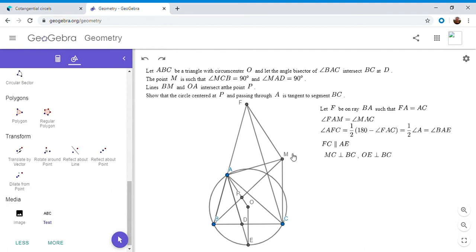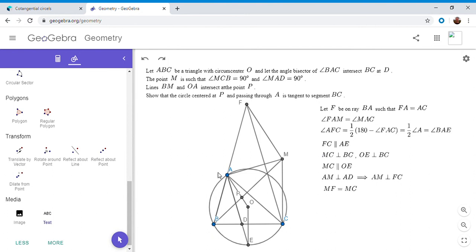So first of all, MC is perpendicular to BC and OE is perpendicular to BC. So that means MC has to be parallel to OE. And we showed that FC is parallel to AE. And by symmetry, FM has to equal MC because of this arrangement. Since AF is AC, it's clearly true since AM is an angle bisector. So since AM is perpendicular to AD, like I said before, AM has to be perpendicular to FC. So that just proves that MF is equal to MC.